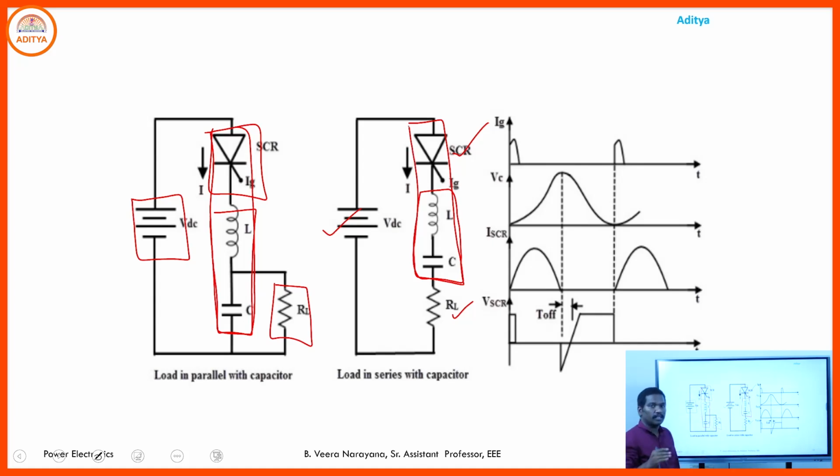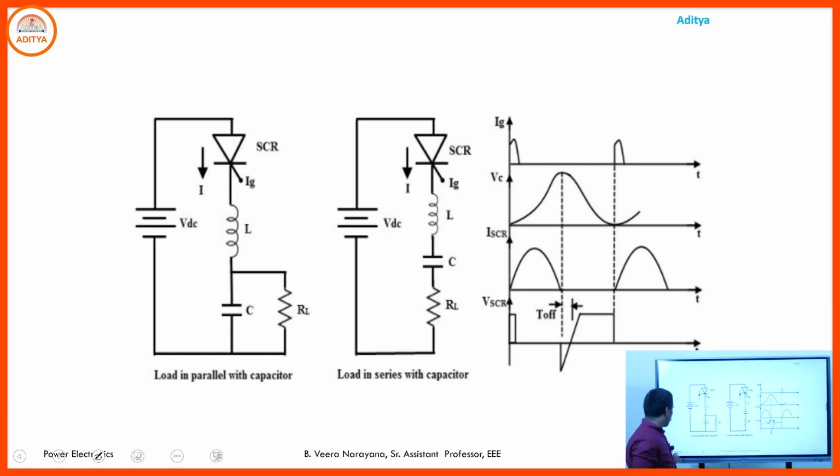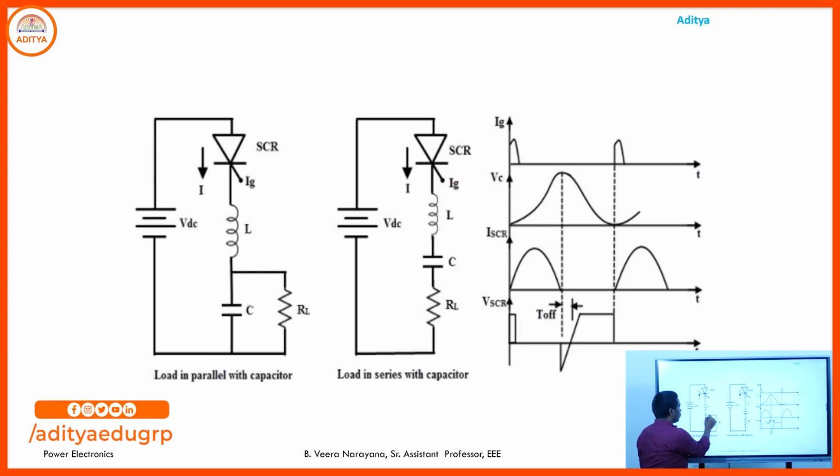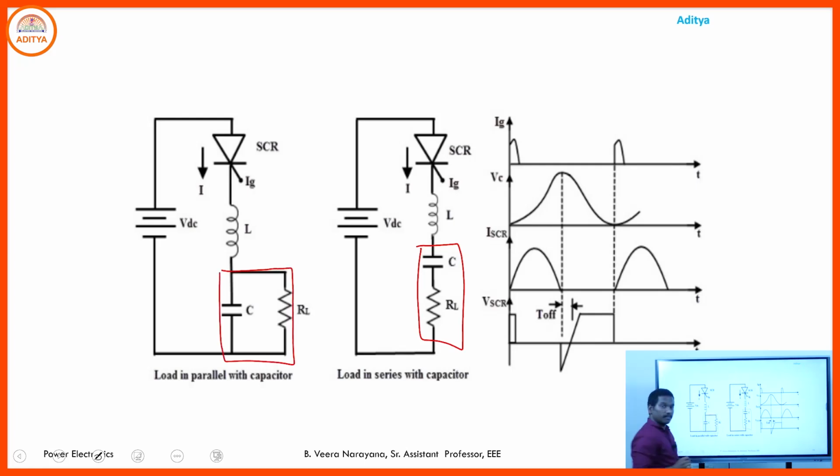Depending on the value of the load resistance, that load resistance may be connected either in series with the RLC, or that resistance may be connected across the capacitor. Here, that load resistance may be connected either in series with the capacitor, or across the capacitor like this, depending on the value of the load resistance.